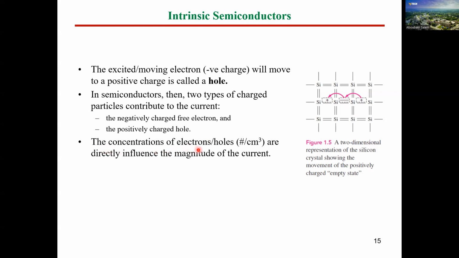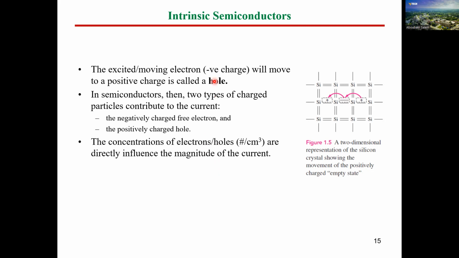The concentration of electrons or holes, which is measured by number of charges per cubic centimeter, directly influences the magnitude of currents. So if you have a high concentration of electrons or holes in a semiconductor material, this will allow a higher current to flow. So let's see what the meaning of concentration is, and how we can calculate the concentration for the materials.